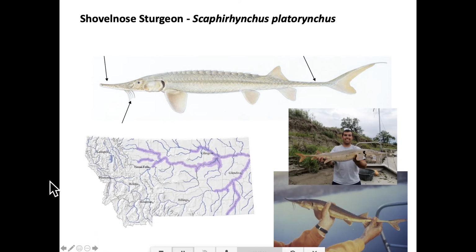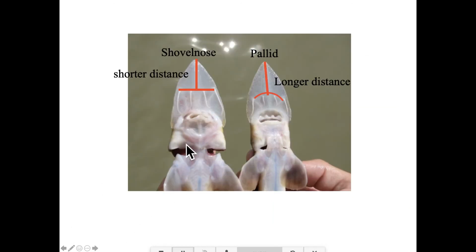Next, we have shovel-nosed sturgeon. Shovel-nosed sturgeon are very easy to confuse with pallids. They have a very similar native range, and they have a similar snout and skinny caudal peduncle structure. However, to tell the difference between shovel-nosed and pallid sturgeons, you need to refer to the length of the barbels as well as the positioning of the barbels.